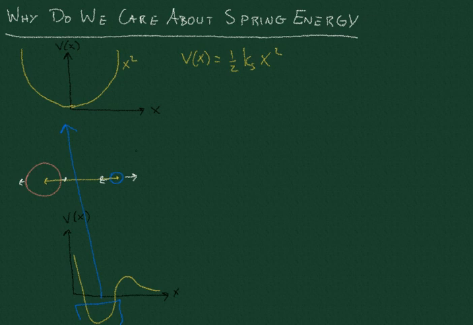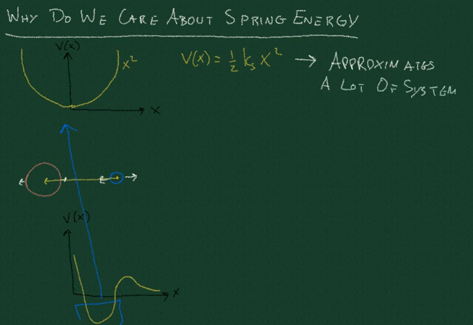And so it turns out that this spring energy approximates a lot of different systems. So it turns out that this is actually one of the most useful energies. In fact, another example would be, let's say we have a buoy that's floating in the water, and we push it down some distance. Well, we know that it's going to start to bob up and down, and its potential is going to behave exactly like this. It's going to look just like a spring.